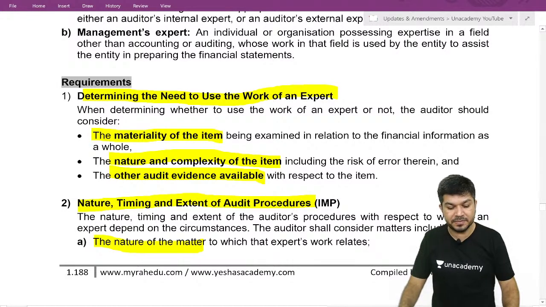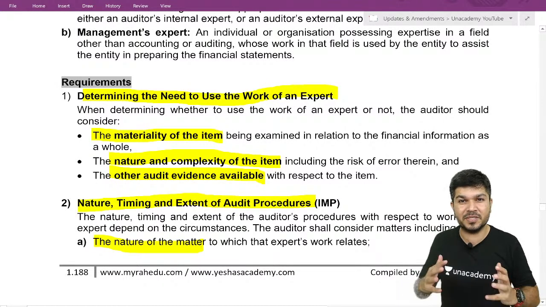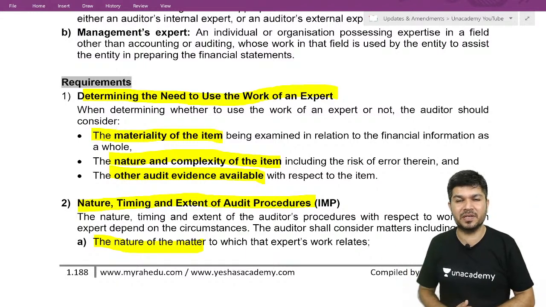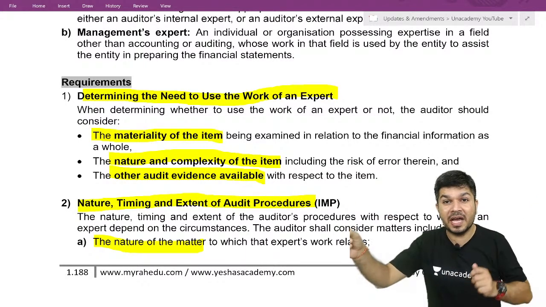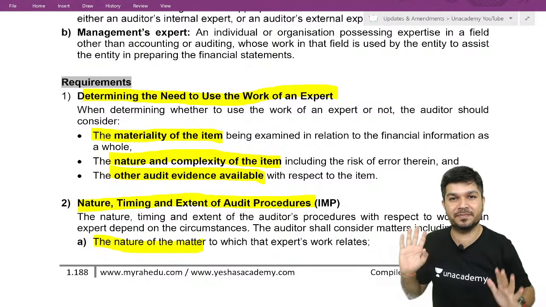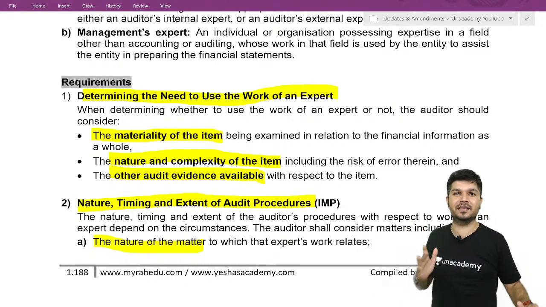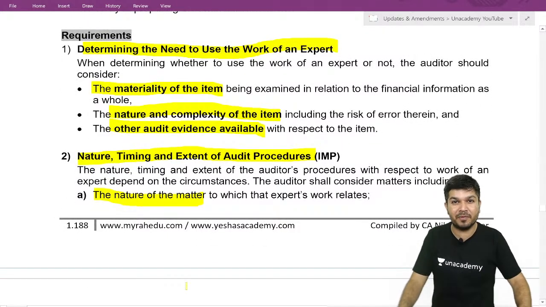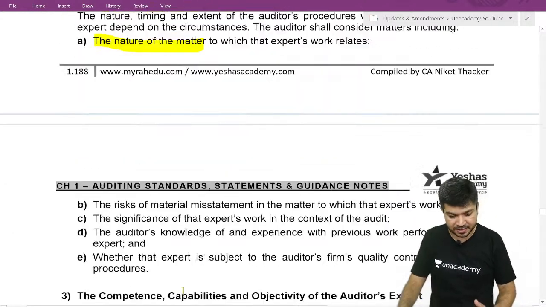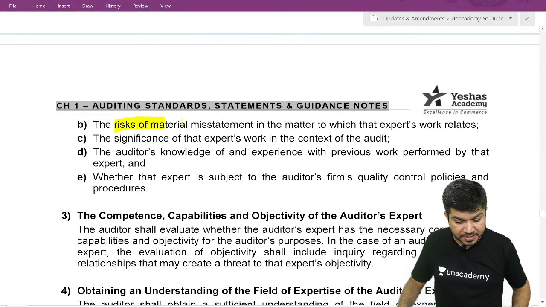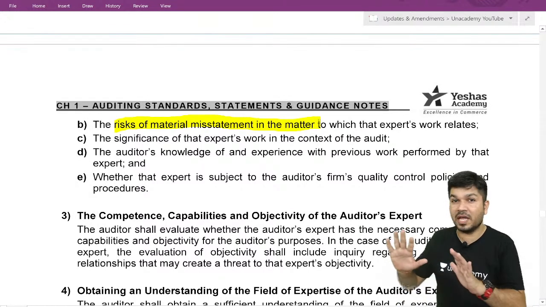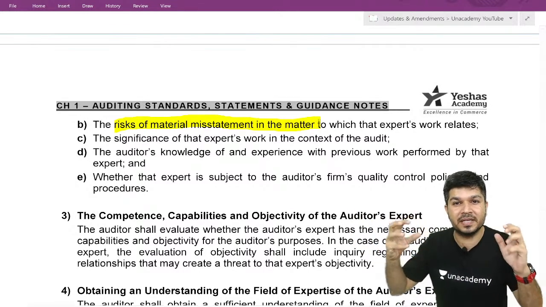If the matter is subjective, his opinion, my opinion, another expert's opinion can be different. It is possible that even while using his work, I may also take the help of another expert, or I may also do something else, or have some other things checked. Second, the risk of material misstatement. If the risk of material misstatement is high, I will not rely only on the expert, I will also do something else.